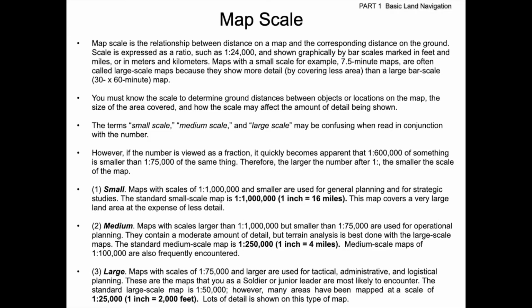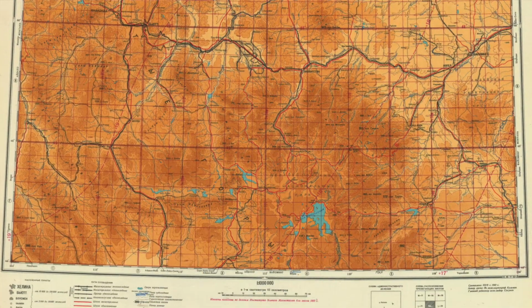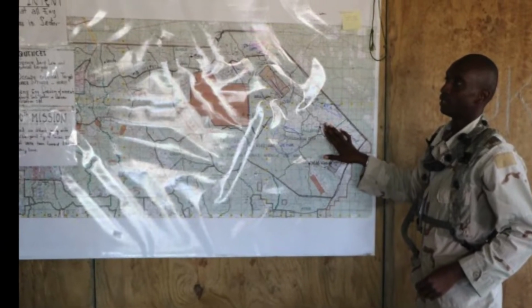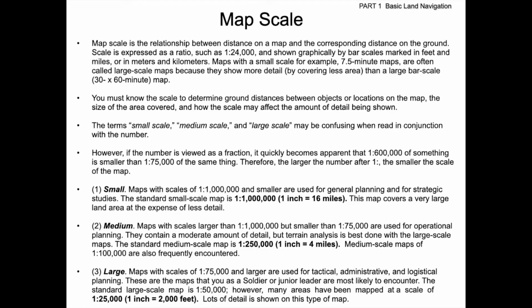So basically, small, medium, and large is what we're talking about category-wise. The small scale maps are 1 over 1 million or smaller. They're basically used for general planning or for strategic studies. So that's going to be your map on the wall of your big tactical operations center that you're looking at the whole country or half of it.